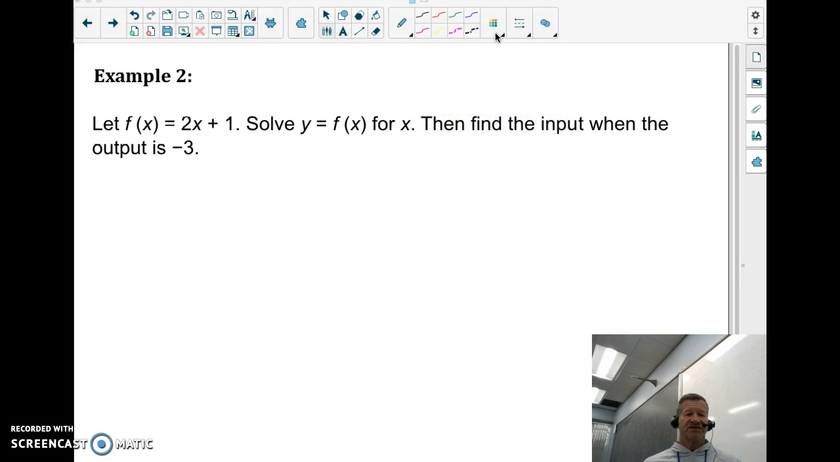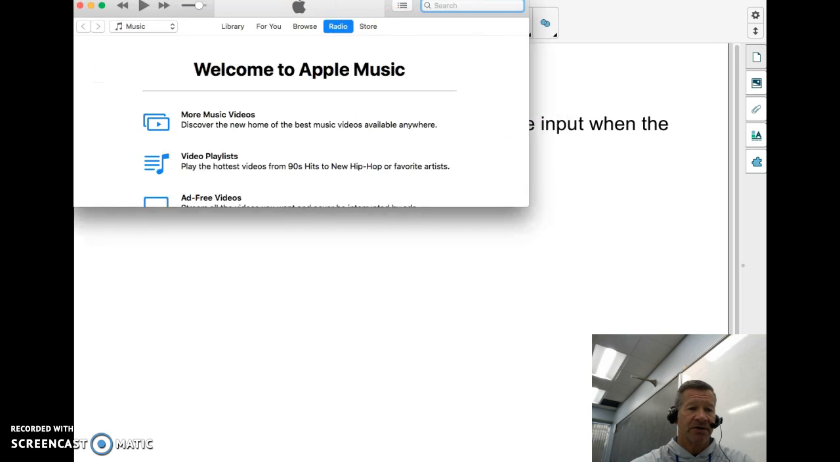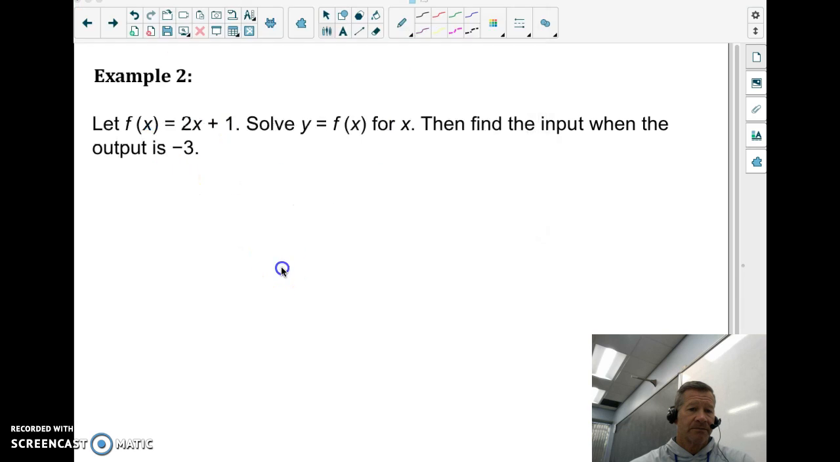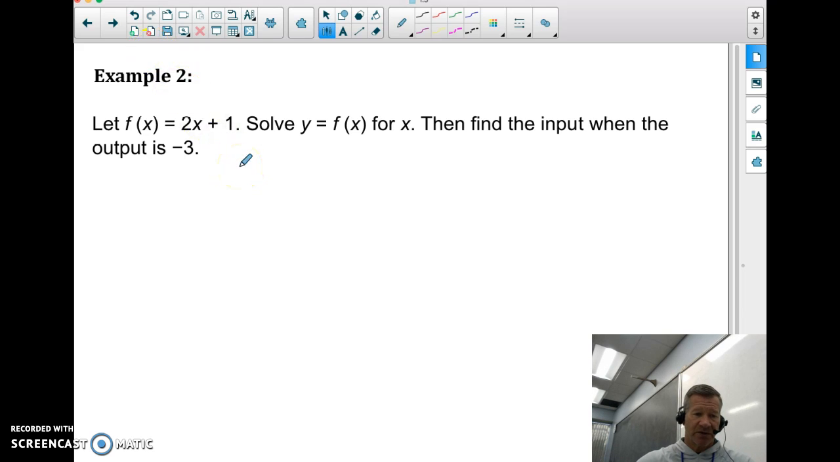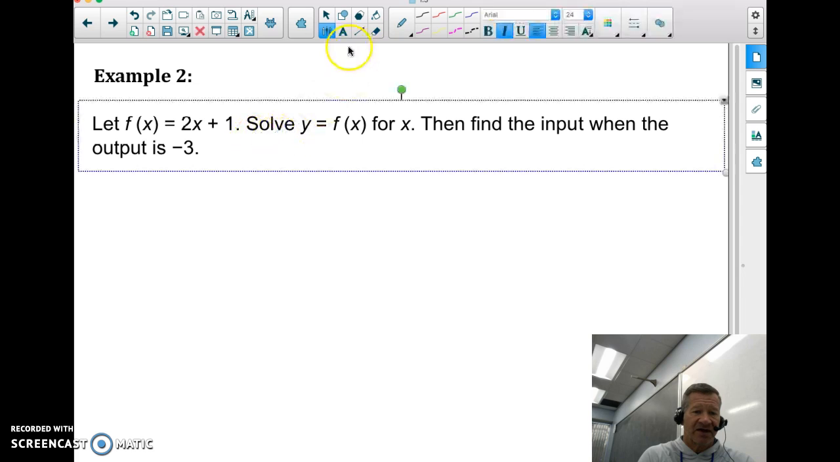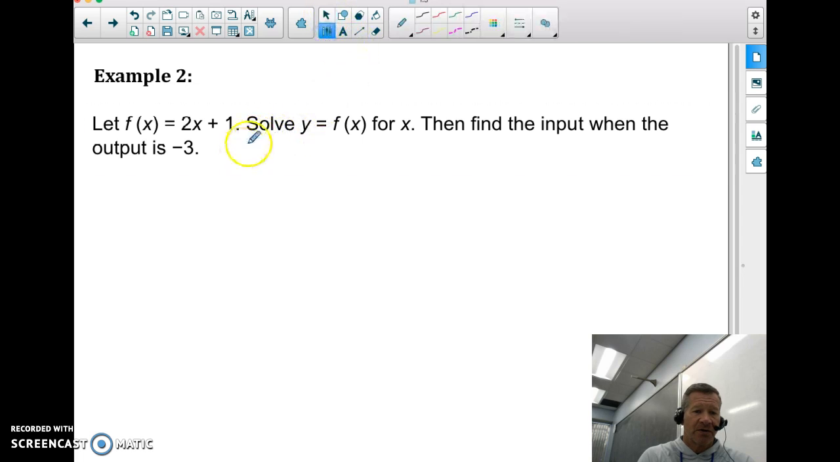Example 2 says, let f of x equal 2x plus 1. Solve y equals f of x for x. Then find the input when the output is negative 3. So I want to solve this equation that I'm looking at here. I want to solve it for x. Okay? So I want to solve this function for x.